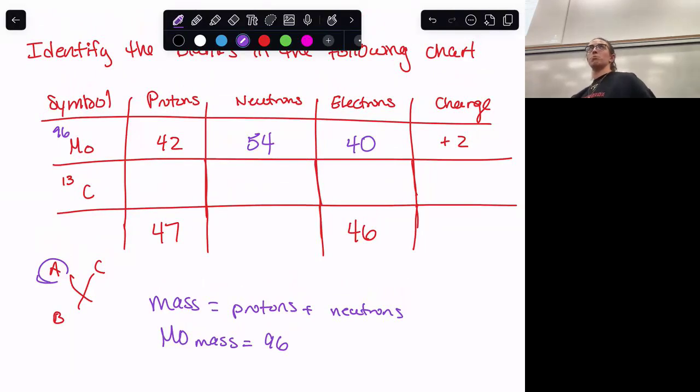What goes in the B portion of molybdenum? The atomic number, which is the number of protons. And then what goes in the C category? The charge, in which that is +2. Perfect.